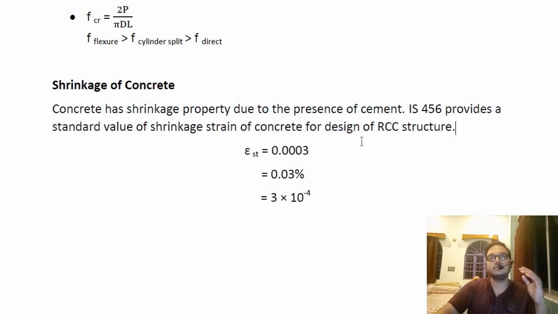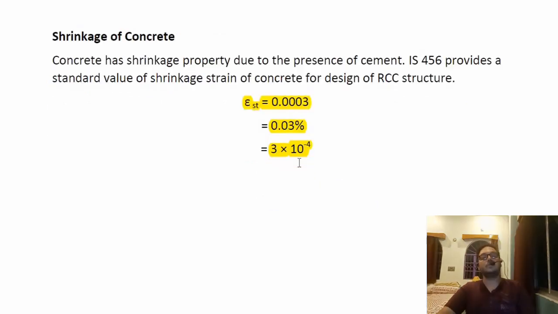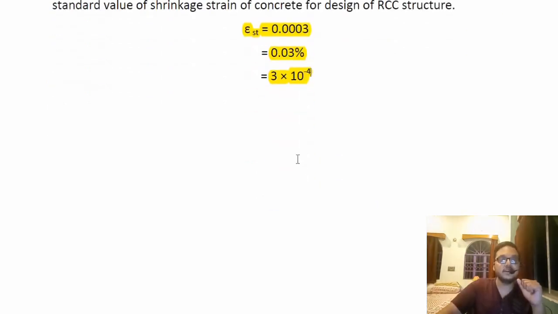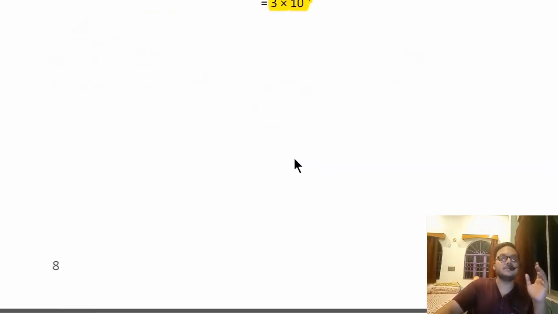So IS 456 has given us a standardized value which we shall use for the shrinkage strain of concrete. Shrinkage strain, epsilon_cs, is given as 0.003, which is equal to 0.3%, or 3 times 10 to the power minus 4, whichever way you want to represent it. This value is standardized by Indian Standard 456.